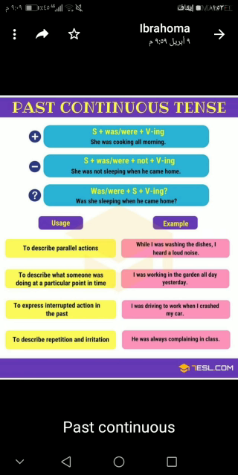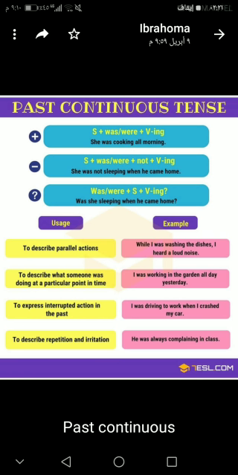Also, we can form questions using was or were, and this is considered a yes or no question. It will be was or were plus subject plus verb plus ing. If you notice, in normal sentences the subject comes at the beginning of the sentence, but in the question the subject comes directly after was or were. Example: was he sleeping when he came home?